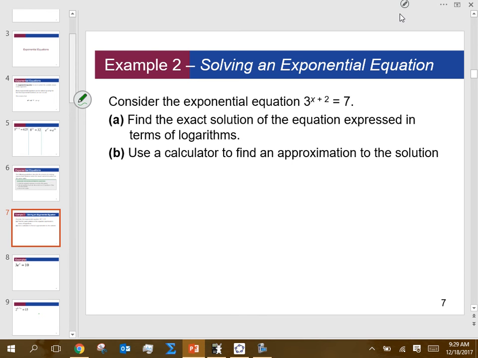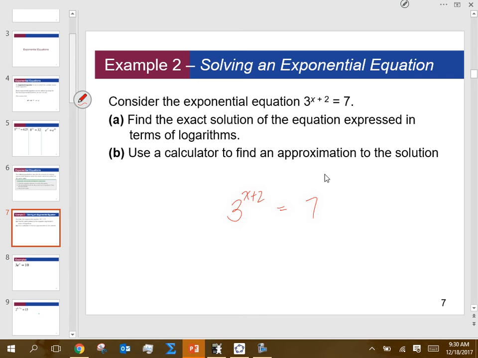So this is the approach that we want to take. We want to isolate the exponential portion, which that side is already isolated. The 3 raised to x plus 2, that's all by itself, right? The next thing you do, step 2, was to take the logarithm of both sides.